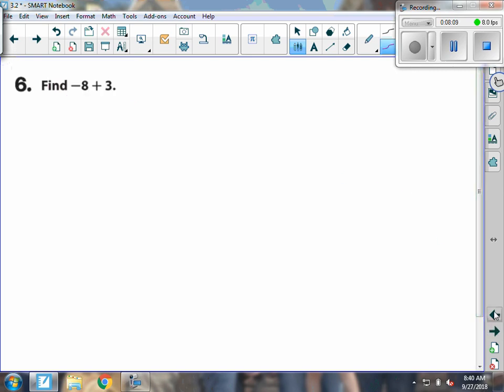So copy this one down. Negative 8 plus 3. So our signs are different. One's negative and one's positive. So we're going to find the difference in the absolute values. My absolute value of negative 8 is 8, minus my absolute value of 3, which is 3. 8 minus 3 is 5. Is it positive or negative? It's going to be negative because 8 is larger and it was originally negative. So my answer is going to be negative 5. So negative 8 plus 3 is negative 5.